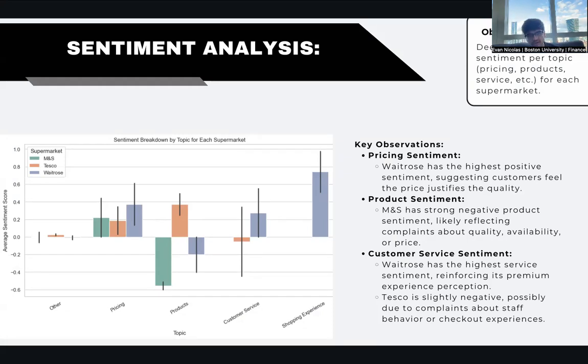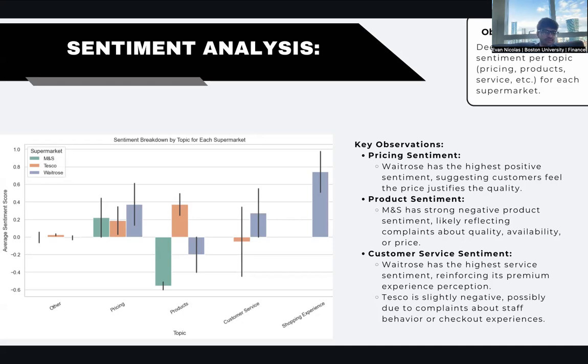Next, we do a sentiment breakdown by each topic. To get a more granular understanding, we analyze sentiment across different topics, including pricing, products, customer service, and shopping experience. We see that for pricing, Waitrose has the highest positive sentiment. Customers associate its high prices with premium quality. Tesco had a neutral sentiment, suggesting that customers see it as a balance between affordability and quality. M&S had the most negative sentiment, indicating complaints about pricing and fairness.